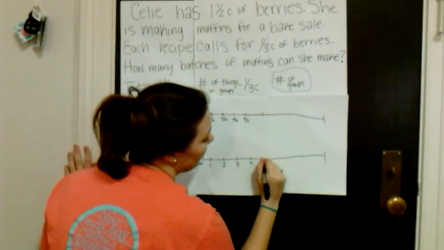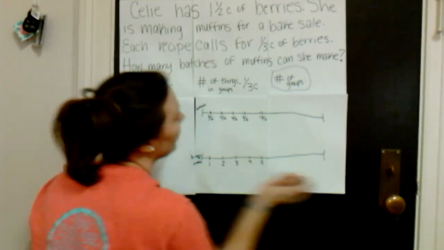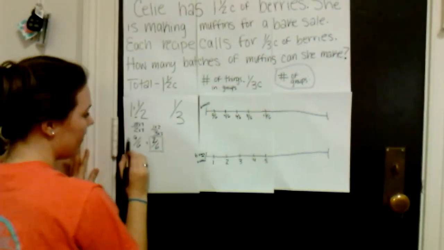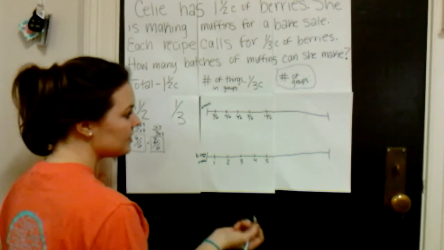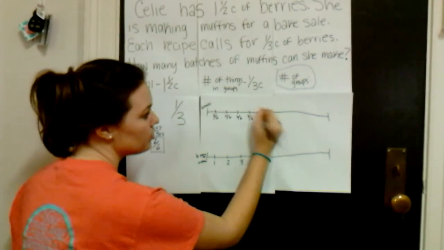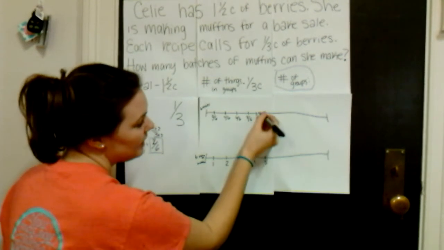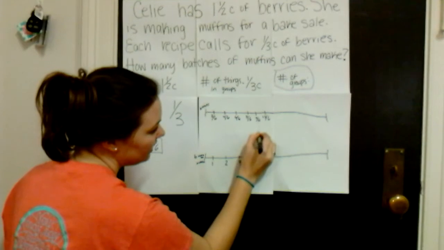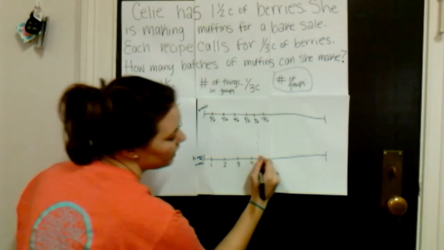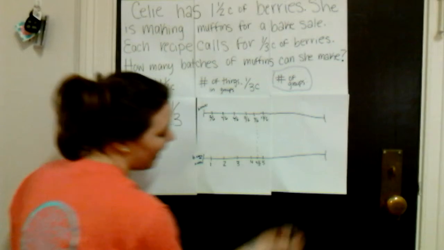Alright, for 5 batches, we're going to have 10/6. Alright, so we only have 9/6 of a cup of berries. So the 9/6 of a cup of berries would come in between the 8/6 and the 10/6. This would be 9/6. So that means the answer of batches would be directly below it, down here on this number line, which is directly between 4 and 5. So that means that would be 4.5.